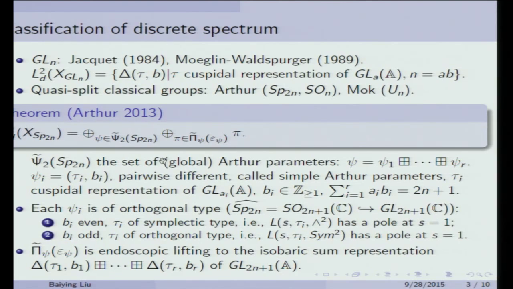One way to understand this decomposition is that, given an Arthur parameter, this whole packet is endoscopically lifted to one representation of GL_{2n+1}, a Speh-type sum like this. Notice that the dual group has a natural embedding into GL_{2n+1}, the dual group of GL_{2n+1}. So this is the endoscopic lifting.